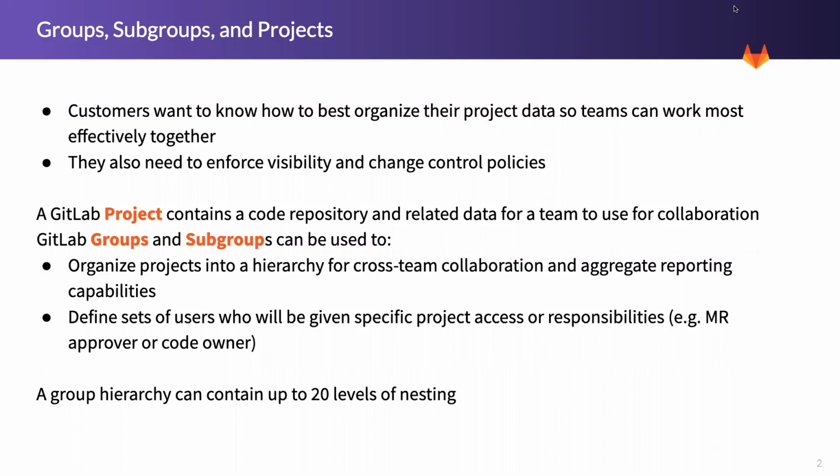GitLab groups and subgroups are used to organize projects into a hierarchy for cross-team collaboration and aggregate reporting capabilities, and also to define users who will be given specific project access or responsibilities such as merge request approvers or code owners. A group hierarchy can contain up to 20 levels of nesting.